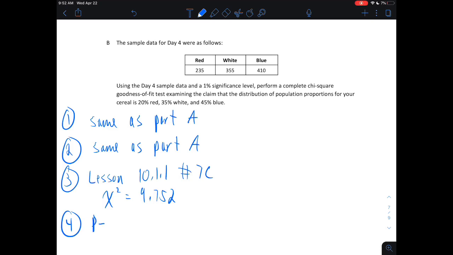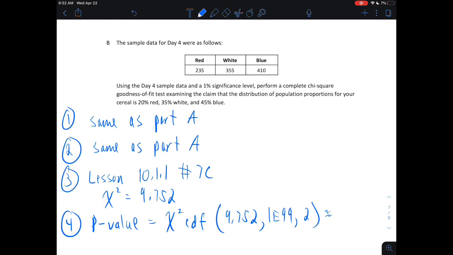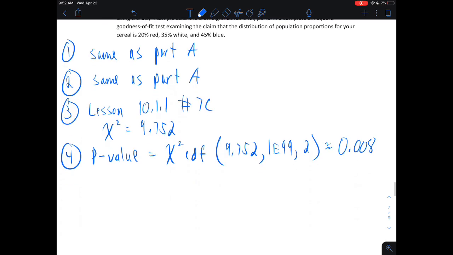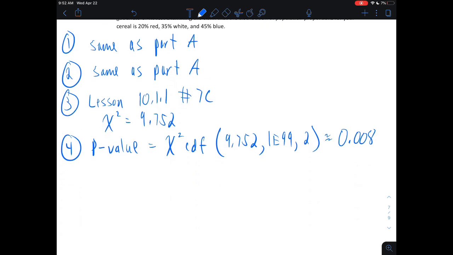We know that our p-value would be equal to, using second, vars, and chi-square CDF, it would be our lower chi-square value, the one that's on the left, 9.752, and then 1E99, and then degrees of freedom, which is 2, and when you plug that into your calculator, you should get 0.008. Notice the p-value has gone down. So then we are going to get a different conclusion than we saw in part A.